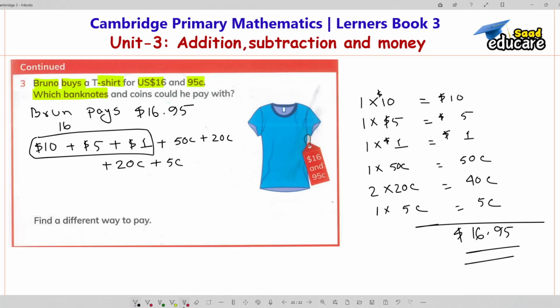And one more thing, this cent also can be written as $0.50, right? It's 50 cent. Now $0.40, it's 40 cent, and $0.05, it means 5 cent, right? One more option we can try.